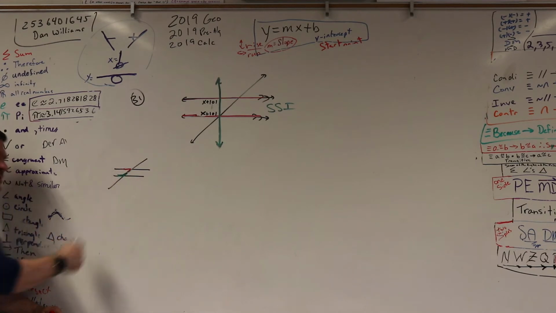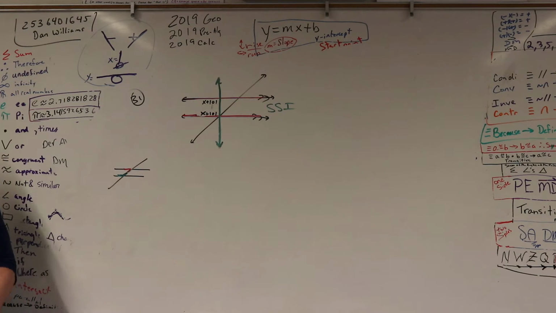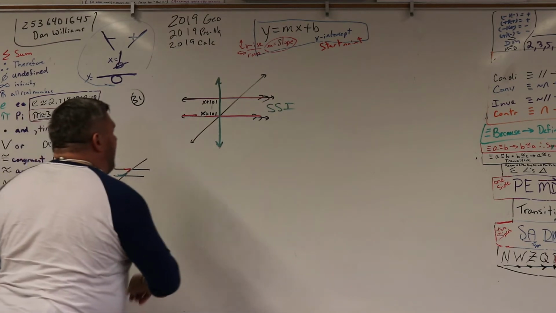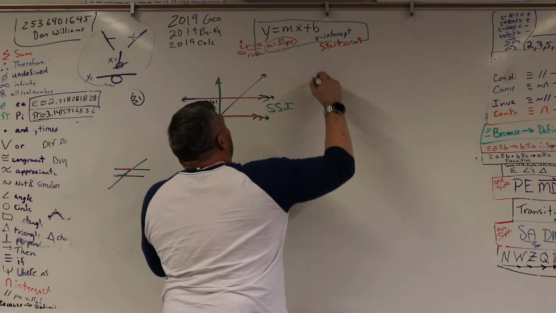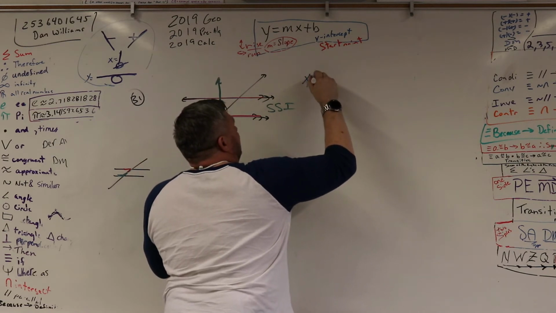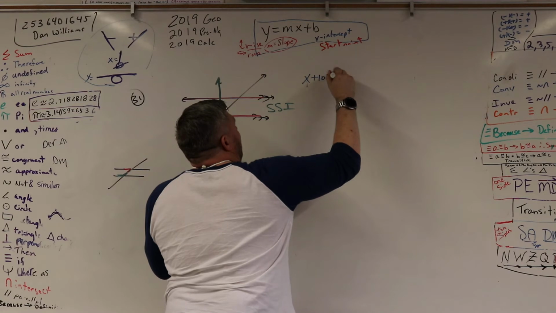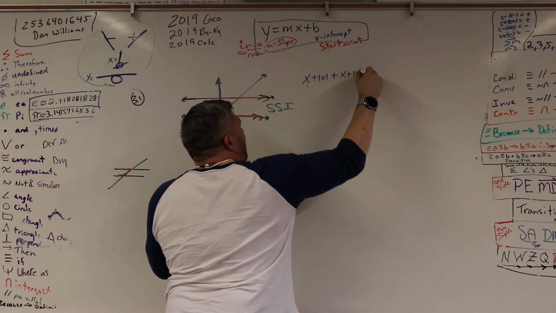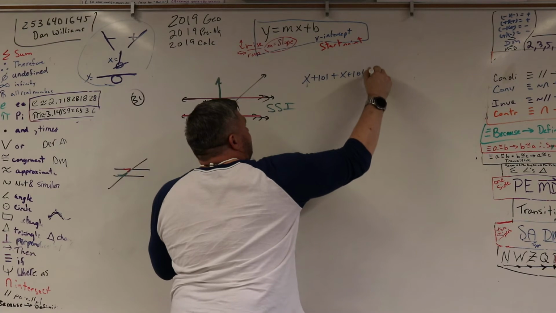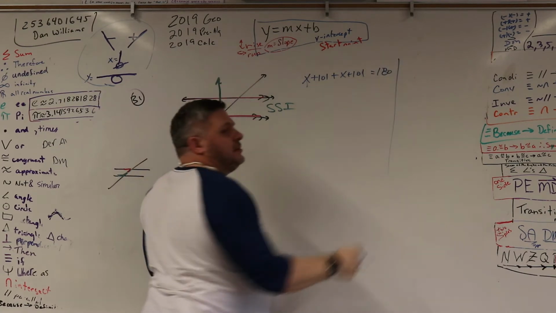One of them's obtuse, one of them's acute. Do you think they're congruent? Do you think they're equal? No. So they must add to be 180, right? They must add to be 180. Doesn't that make sense? Okay? So, at that point, then we know that x plus 101 plus x plus 101 is equal to 180 degrees.